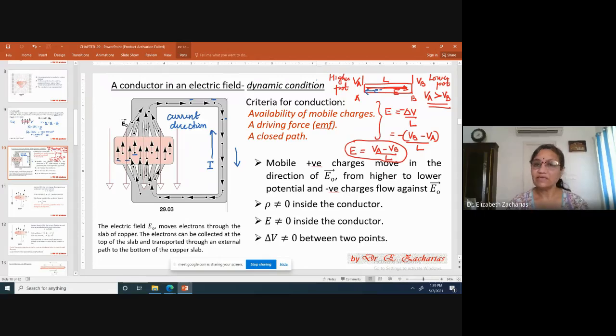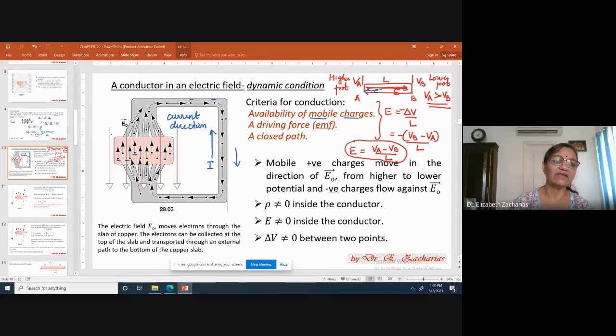Okay, and you need a closed loop. What is the criteria for conduction to take place? First thing is you need mobile charges. If I'm talking of a metal, the mobile charge will be electron, free electron. And then you need an EMF. I hope you know the expansion of EMF. What is EMF? Anyone? Electromotive force. There should be a force that's going to push the charges. The mobile charges should be pushed, because after all, current is moving charge. So you need a driving force or an EMF to push.